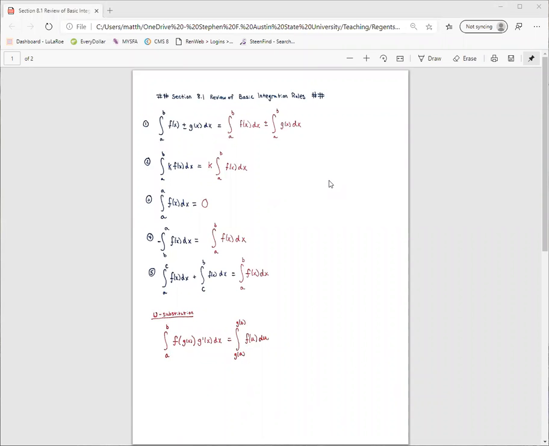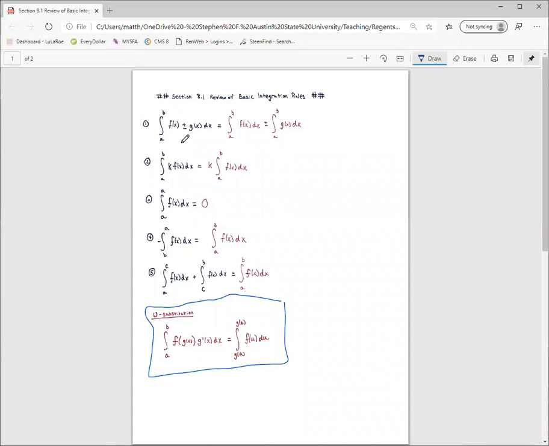Okay, in this section, we're just going to be reviewing our basic integration rules, and for the most part, these rules you've already seen in previous chapters. The only new feature is that we're going to be doing a little bit more complicated u-substitution, which I put in the red, the bottom part here.